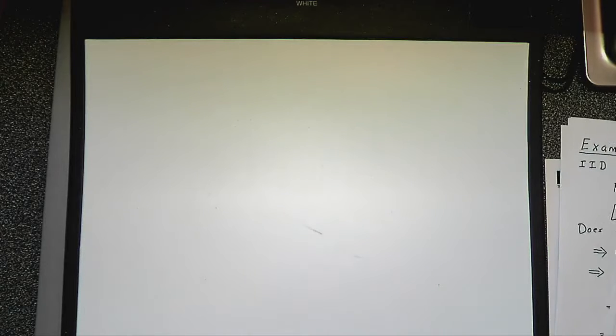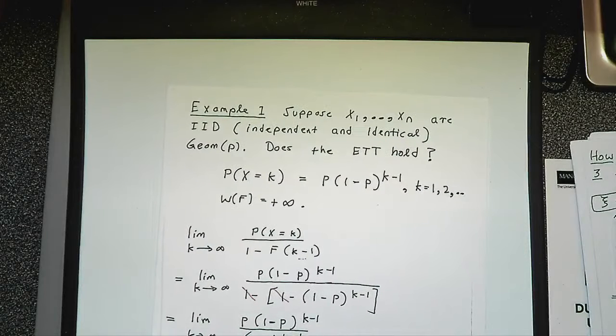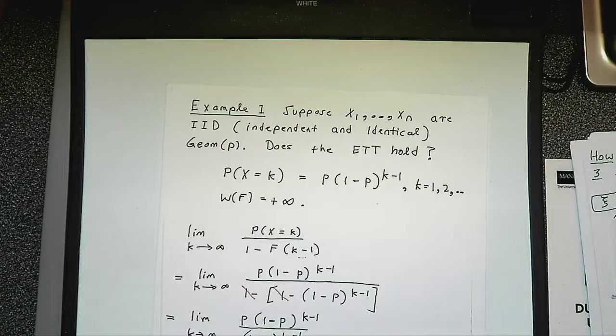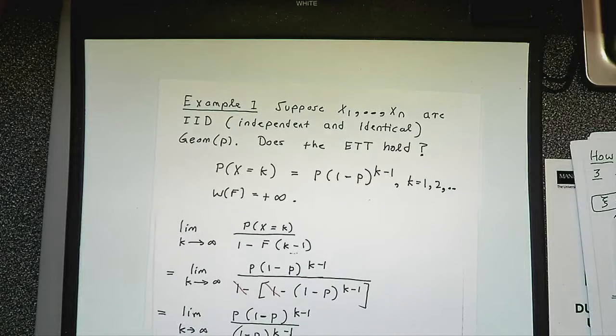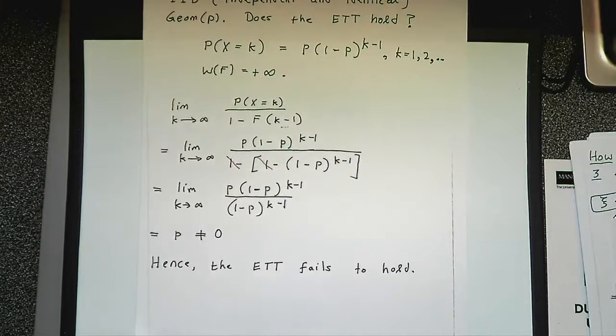So I did some examples on those. This is example 1 on the use of the condition, where it turns out that the limit is not 0. So the ETT fails to hold. Sorry, you can't see it. ETT fails to hold, right?